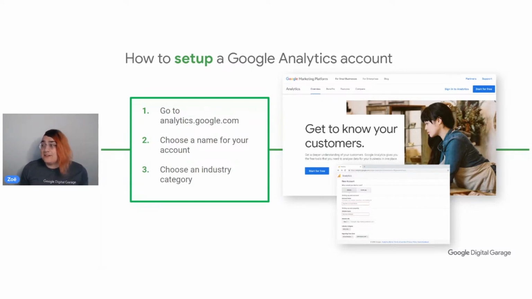Once you go to analytics.google.com, I'm going to use my virtual laser pointer. In the top right-hand corner, there's a little button that says Start for Free. I don't know if you can see that on your screen, but that is how you get started with Google Analytics. That's how you set up your account.